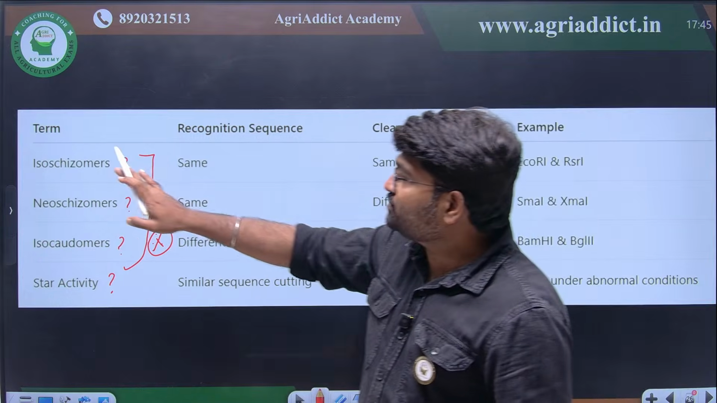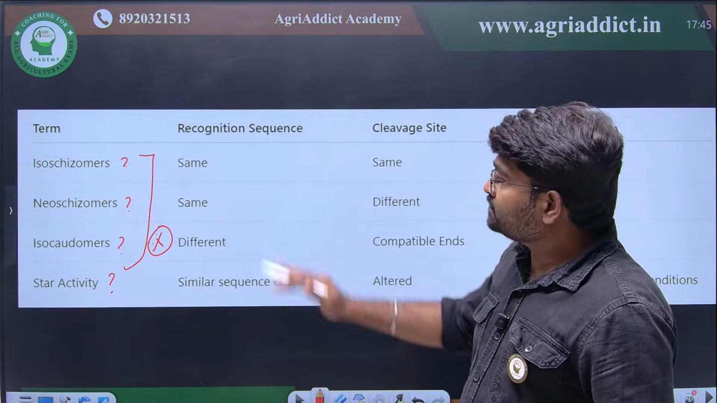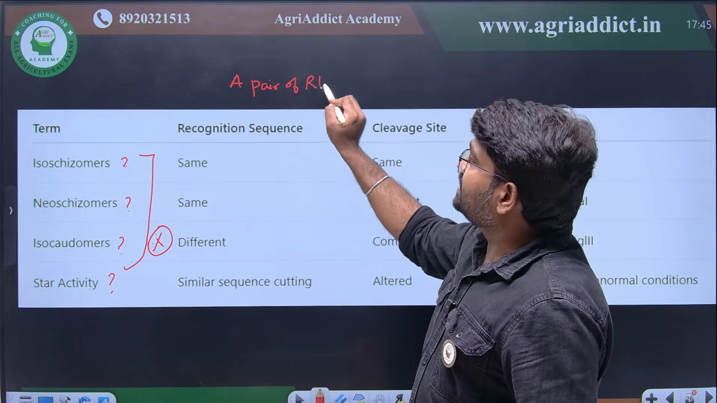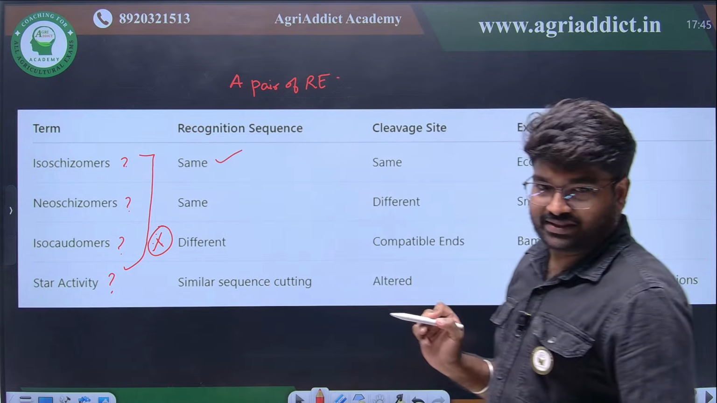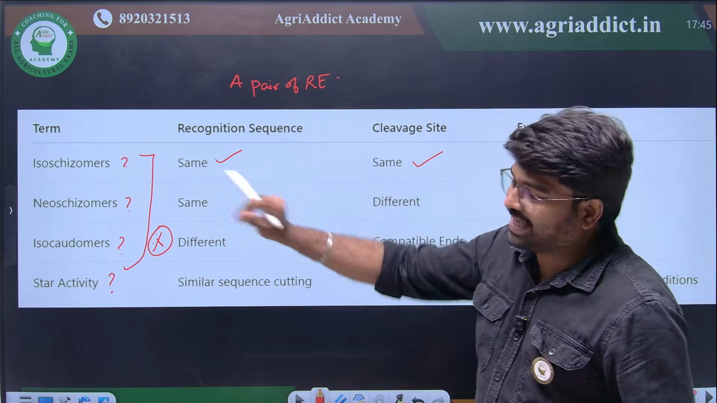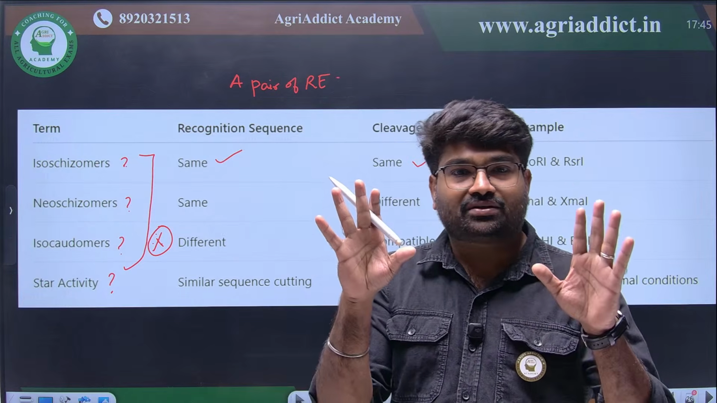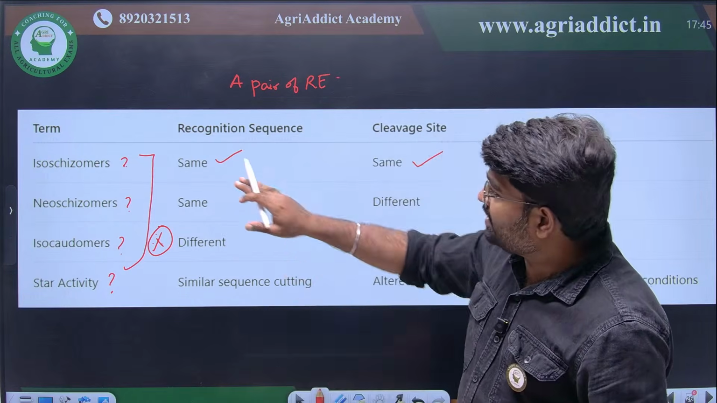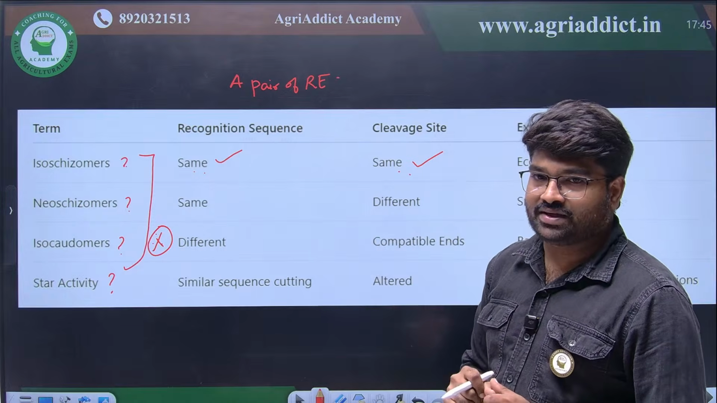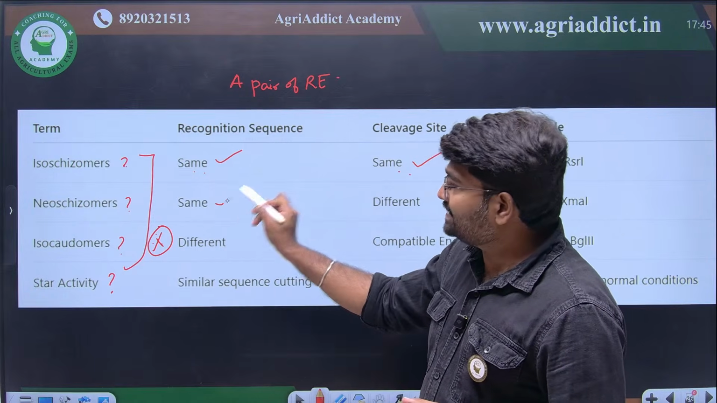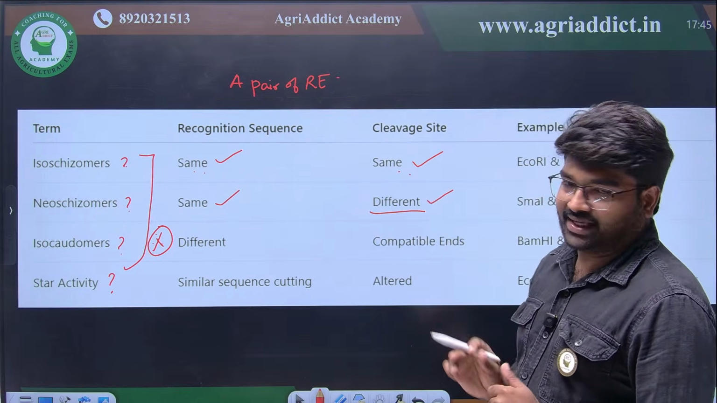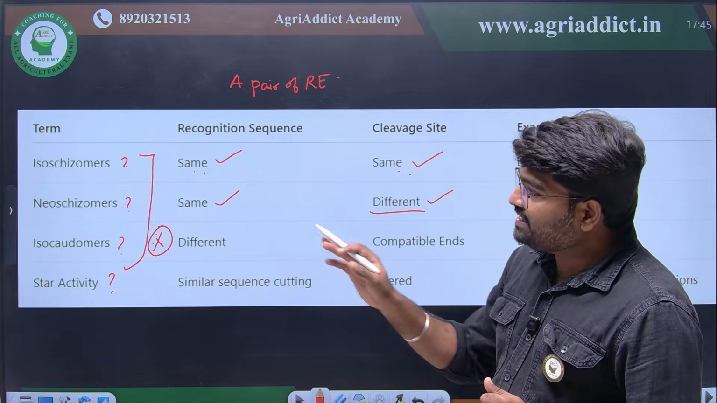So isoschizomers means what? A pair of restriction enzymes that recognize the same sequence and cleave at the same site. That is known as isoschizomers. Clear? That means two different restriction enzymes that recognize the same site and cleave at the same site. Neoschizomers means the restriction enzymes that recognize the same site but cleave at a different site. Clear? This is known as neoschizomers.